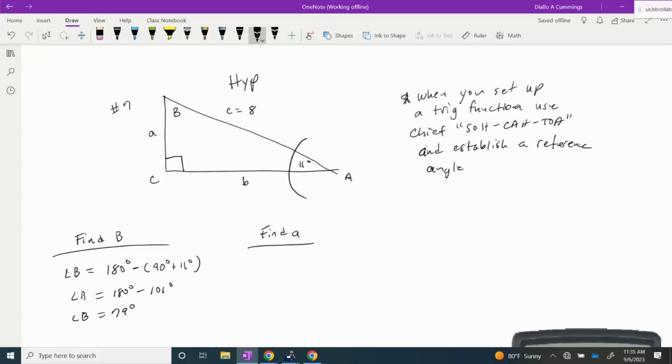Then I like to label the opposite side. So if this is my reference angle, angle A, the side that's opposite my reference angle, that's my opposite side. So the opposite side is side A. Side A is opposite to angle A. So that's my opposite side. And then my adjacent side is side B.